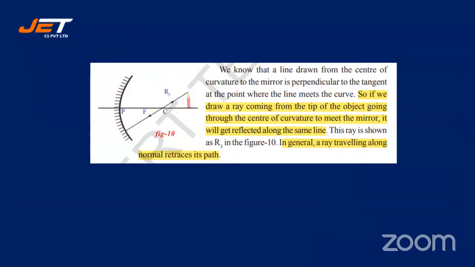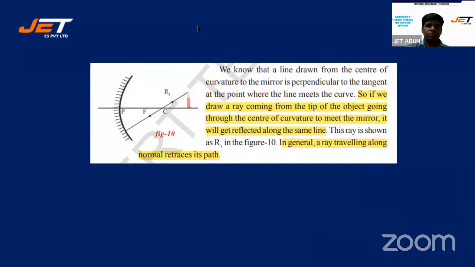Now, center of curvature: a line passing through the center of curvature hits the mirror perpendicular. That means if a ray is passing through the center of curvature, it will hit the mirror perpendicularly and rebound perpendicularly.